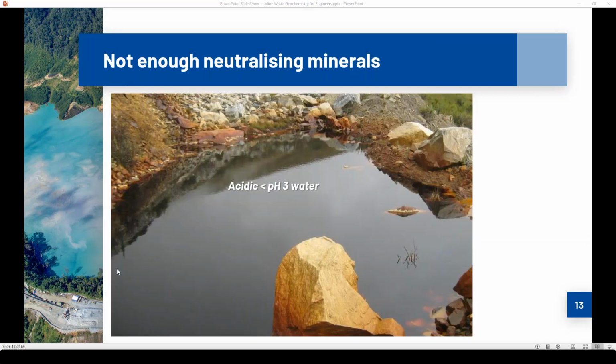So where we don't have enough neutralizing minerals, we usually get highly acidic water. There's an example of some nice red mine water with a low pH of below 3 in this case.